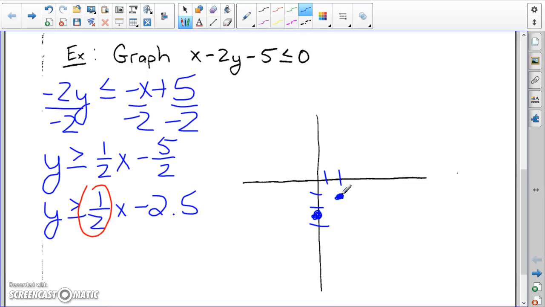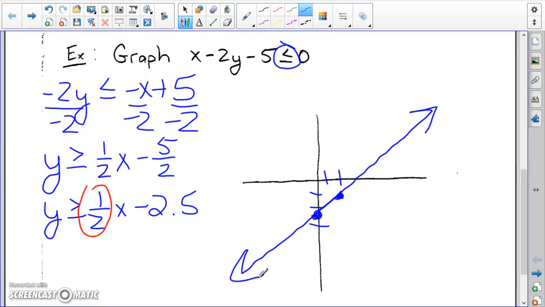Notice here I am using solid dots. The reason why I'm using solid dots is because my line's going to be solid. And the reason why the line's solid is because it is greater than or equal to. Greater than or equal to is a solid line, and therefore we use solid dots. If it was a dotted line, we would use open dots. So I'm going to go ahead and connect those two up.